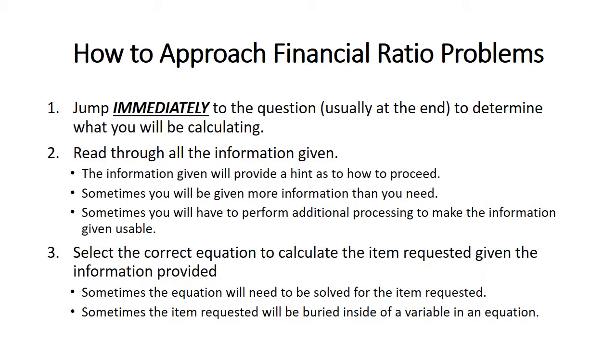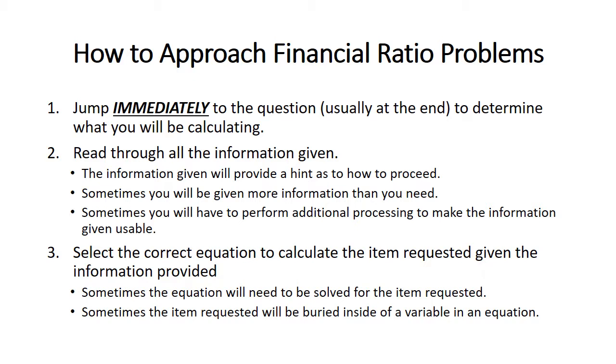And sometimes you'll have to perform additional processing to make the information that's given usable. In other words, you might need to convert a variable into another variable before you can use it in the problem. Or you might have to do some calculation to arrive at one of the variables that is going to be in your financial ratio equation.